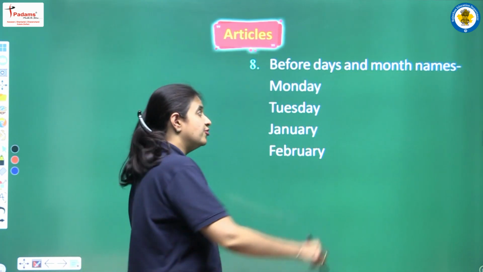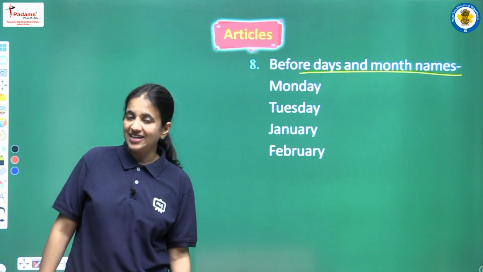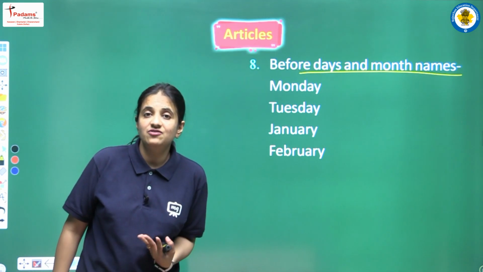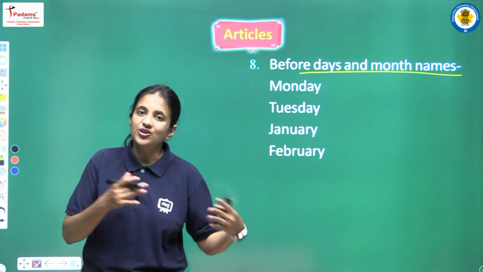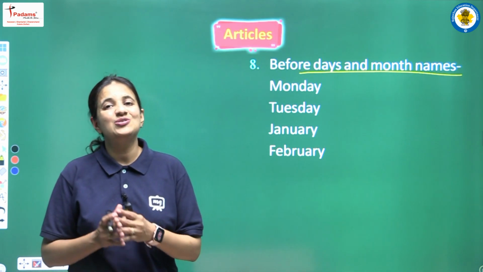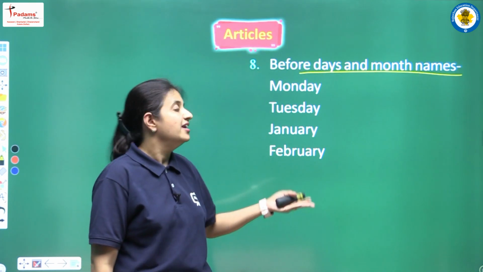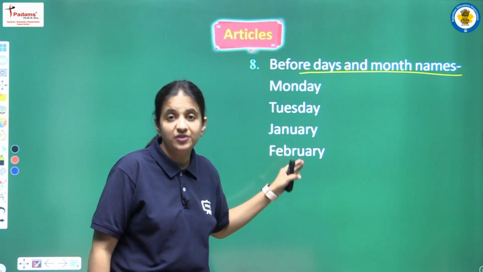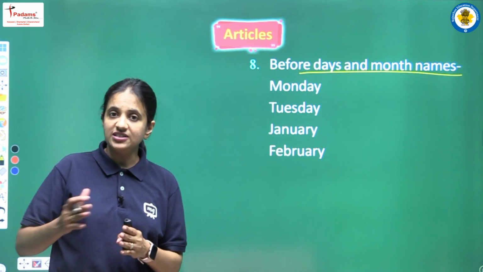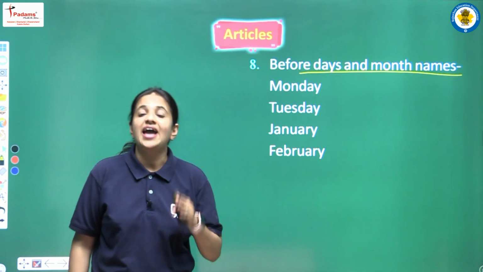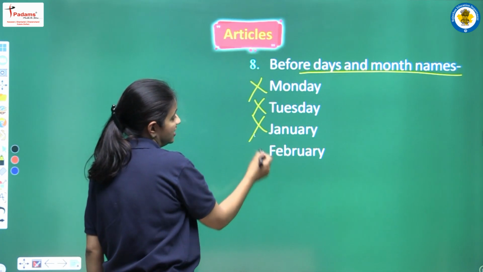Next point, before days and month names. So yes, if we have the days, if we have the months, we all know we have 7 days and 12 months. So before these names also we cannot use any article. Suppose we have Monday, Tuesday, or any other day. If we have January, February, or any other month, so for all the days and all the months, before such names we cannot write any article. Then again we have to put a cross mark before such words.